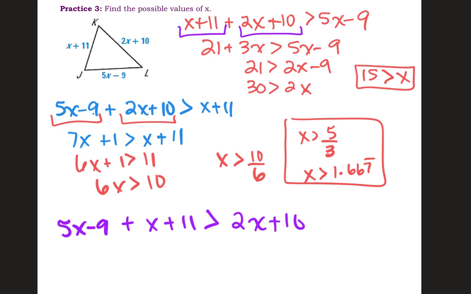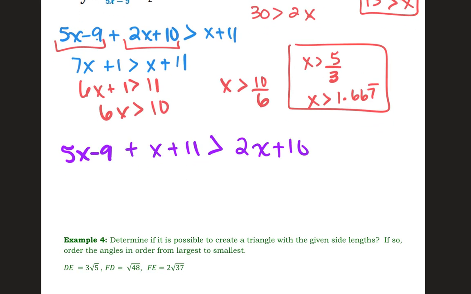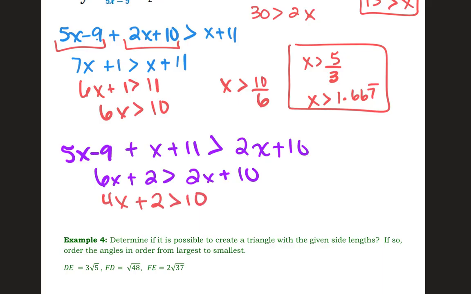All right, Will, go and do that last one for me. And what do we get? 6x plus 2 is greater than 2x plus 2. Good. And then what else do we get? Get rid of the 2x. So 4x plus 2 greater than 10. Good. And then subtract the 2. And what does that get us? 4x greater than 8. Good. So then x has to be greater than 2.